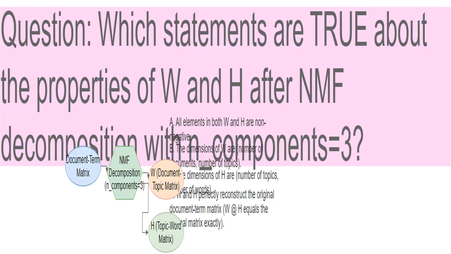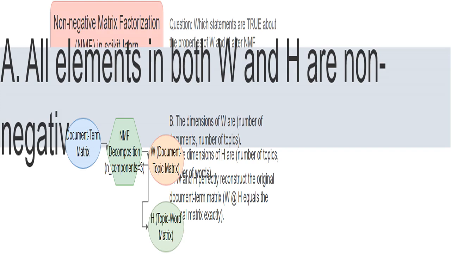This question tests your understanding of how NMF works. After you run NMF, you get two matrices, W and H. I want you to choose the statements that are correct based on the nature of these matrices. This statement says all the numbers in both W and H are 0 or positive. This is a core feature of NMF.